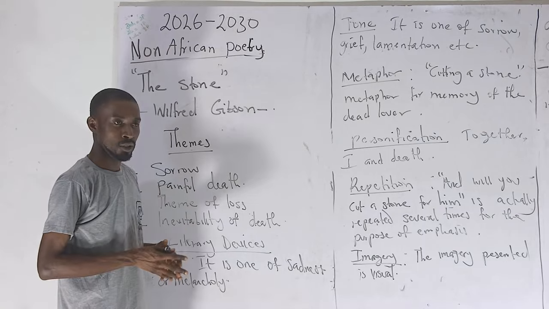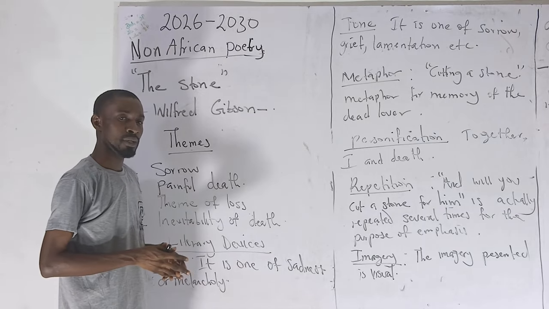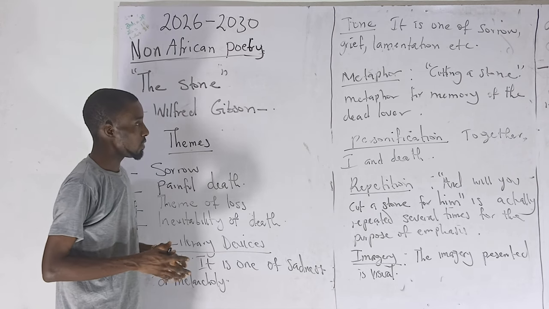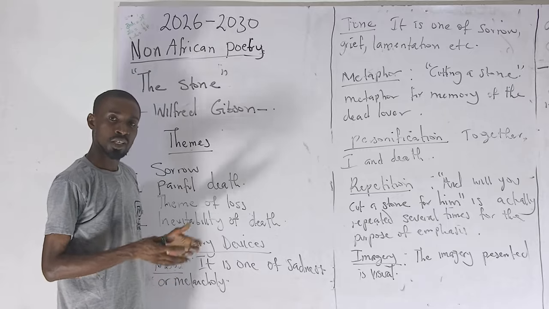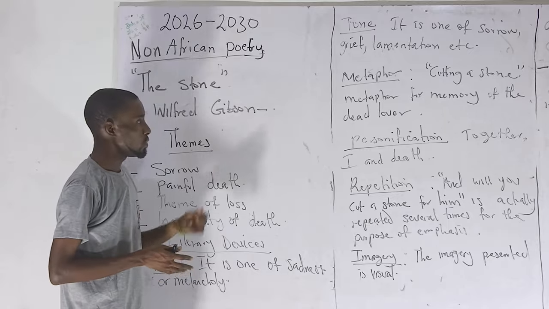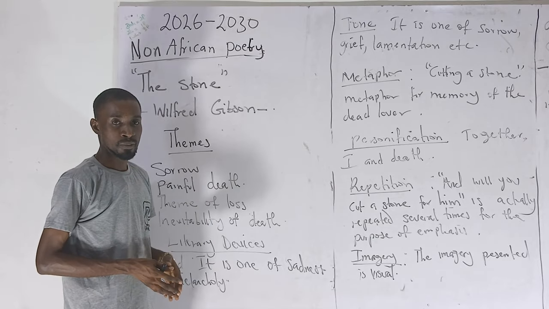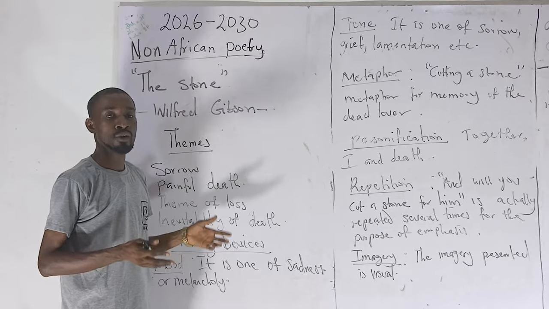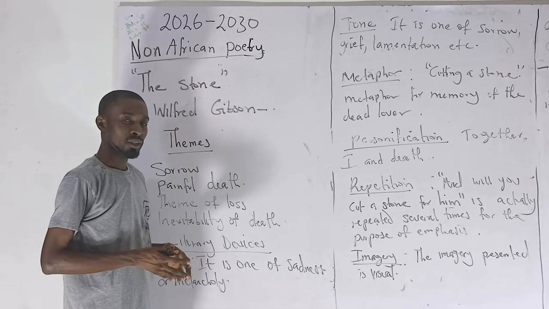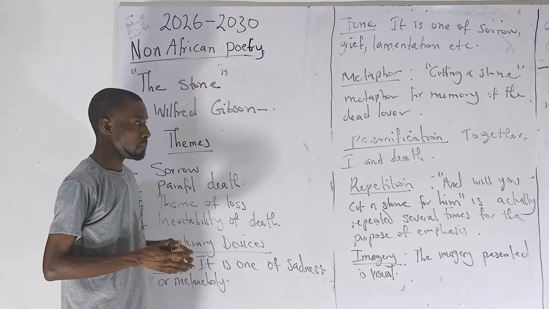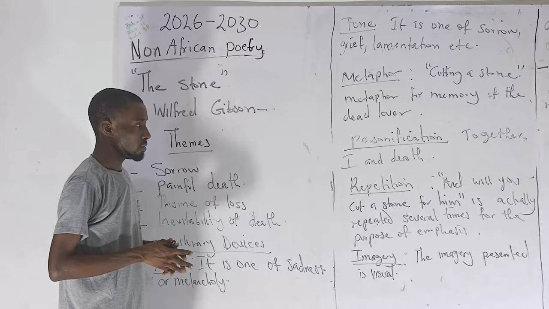Then we talk about metaphor. What does a metaphor do? Chiefly, a metaphor is that figure of speech that replaces one thing with another, right? Cutting a stone. Will you cut a stone for me? It's not the normal story we are talking about. The stone represents the memory of the dead lover. It is through the stone that she will forever remember the lover who has actually passed away in a very tragic sense.